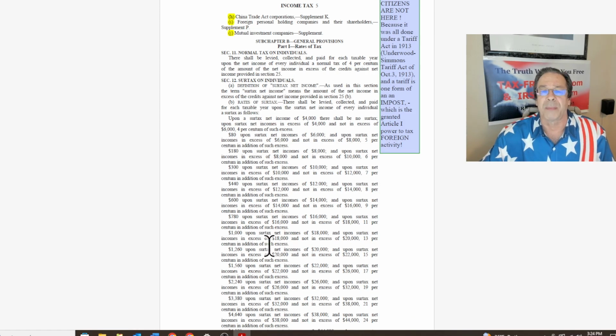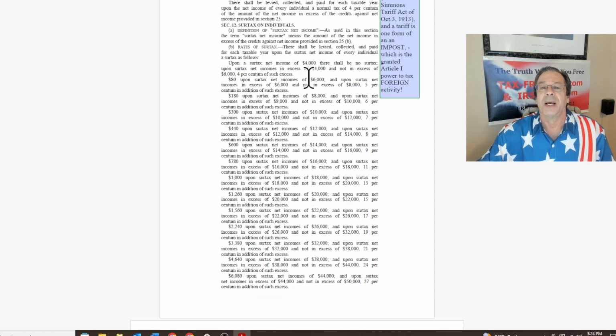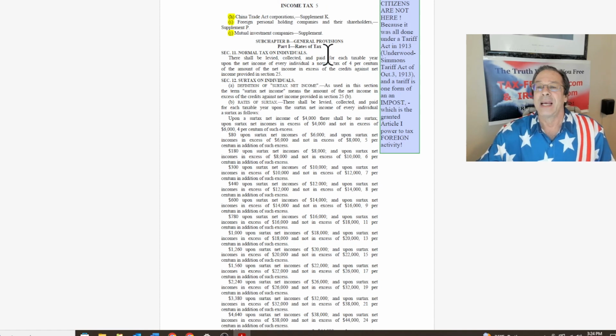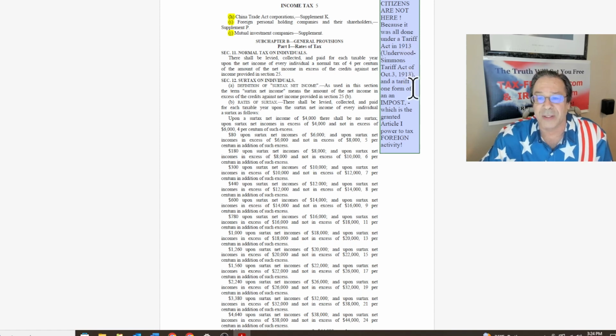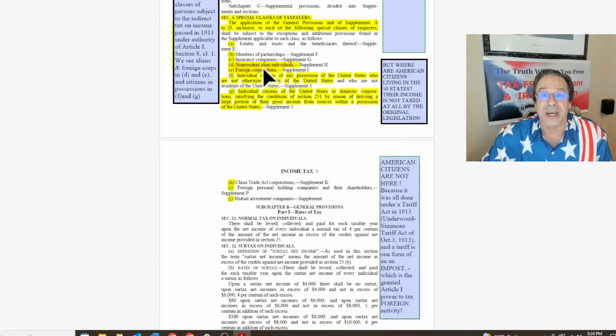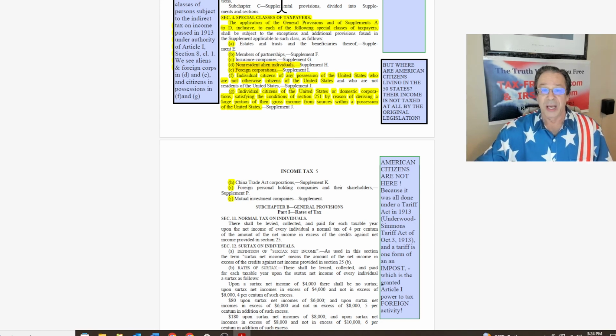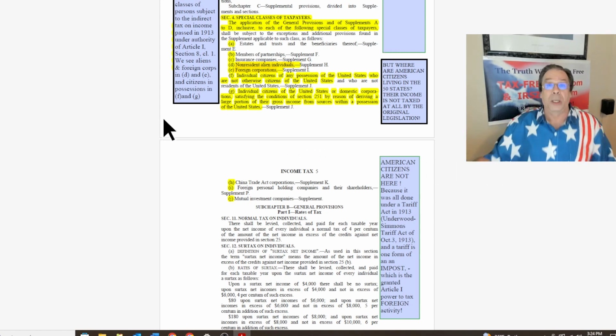And then you have the long tables of the surtax on individuals. Notice how they stay away from aliens. Why? It was all done under a Tariff Act, remember? A Tariff Act, the Underwood-Simmons Tariff Act of October 13. And a tariff is one form of an impost, which is the authority to tax foreign persons. And here they are: non-resident aliens, foreign corporations, possessions. Where's citizens in the 50 states? They're not one of the classes of taxpayers. This is the complete list. The law doesn't include that which is not included.